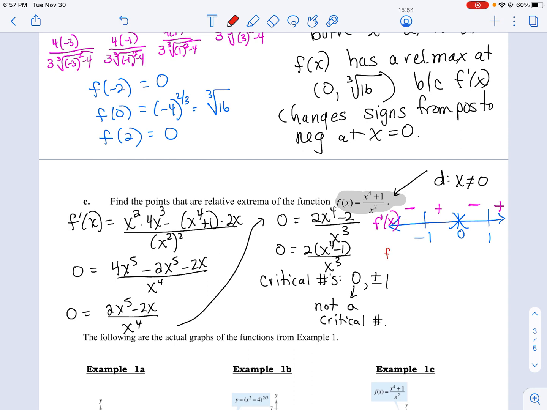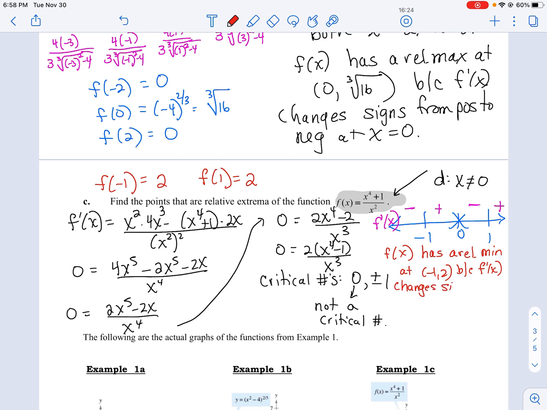So let me real quick do f of negative 1, which is 2, and f of 1, which is 2. I'm not going to do f of 0 because it's not part of the domain of f of x. So f of x has a relative minimum at negative 1, 2, because f prime of x changes signs from negative to positive at x equals negative 1.